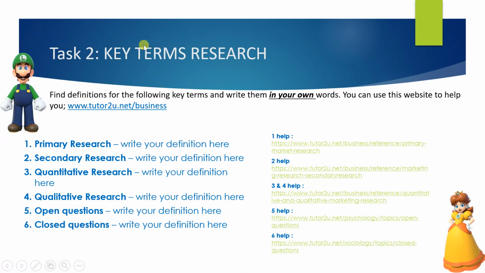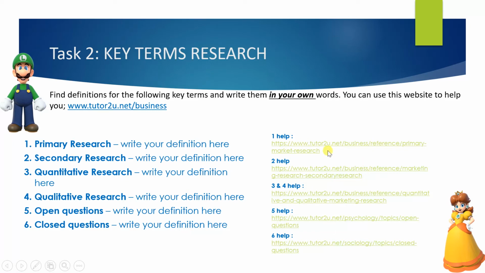Key terms research. What you need to do is go and look up what these words mean. For each of the 6 phrases I've given you, on the right hand side I've given you a link to go and look up where to go. So you need to find out the definitions, but there's no copy and pasting. You know the rules of copy and pasting. You need to write your definitions in the blue writing. You can type over it in your own words of what they mean.